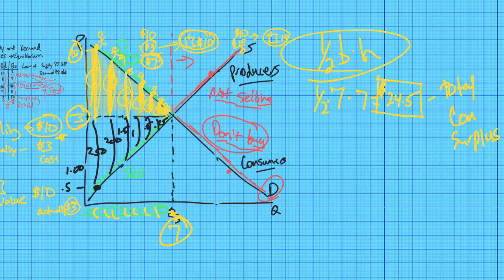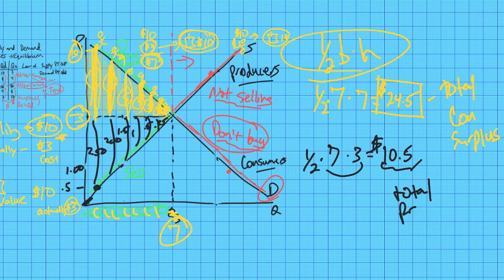So in order to figure out this one, we take 1/2. Our base, again, is the number of exchanges that take place, times the height, right? Which, say this goes down to 0 up to 3, so let's call that 3. So it would be 21 in half, which is going to be 10.5. And what we call that is total producer surplus.